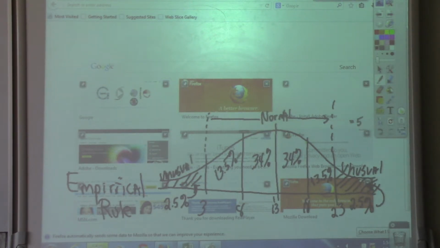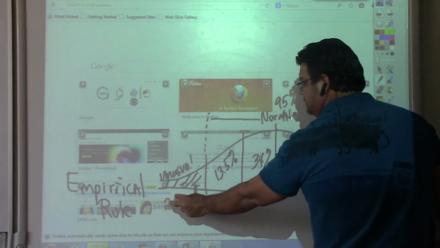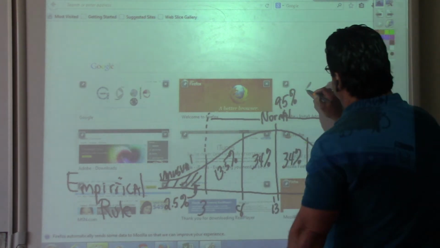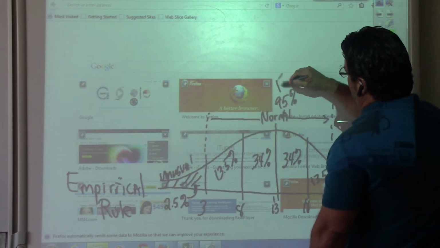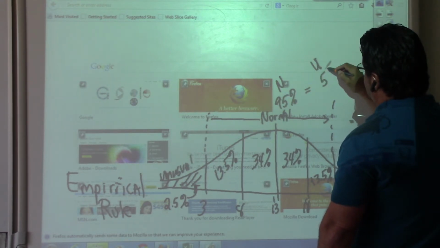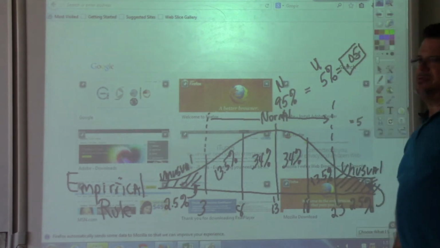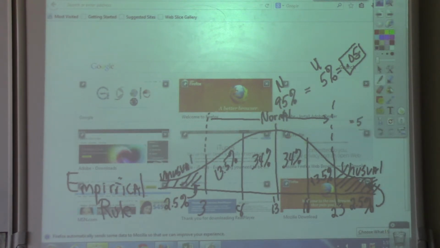Now, if 95% is normal, that means 5% is unusual. That 5% is represented, this is normal, so the complement of normal is not normal or unusual, and that's 5%. 5% can be written as 0.05. That number right there is going to be used a lot with asking you if something is normal or not. If your number is greater than 0.05, then it's normal. If your number is less than 0.05, it's not normal. Okay? So that gives you a little bit.